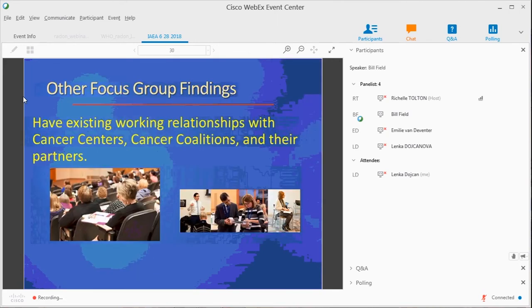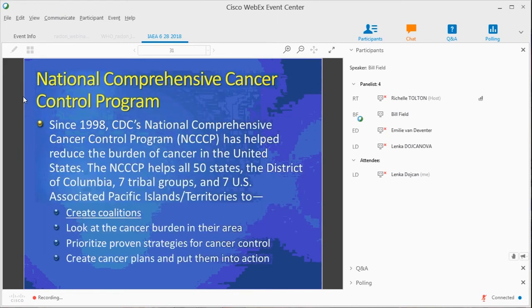Other focus group findings are that physicians and healthcare providers, not surprisingly, have existing relationships with cancer centers, cancer coalitions, and their partners. So we thought if we could work with their partners, that may be a good inroad to talking with healthcare providers, and having common collaborators that we could gain entry into educational opportunities for healthcare providers.